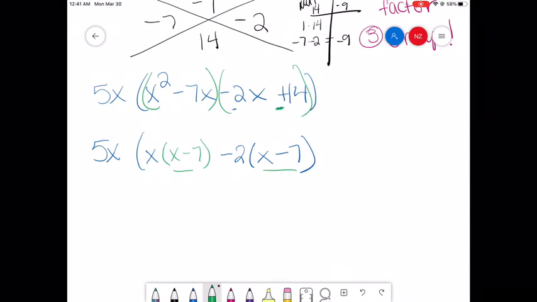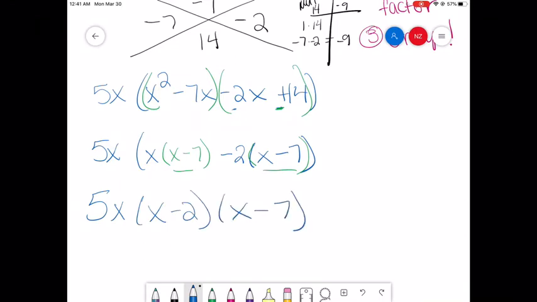Okay, so I'm not quite done yet. I messed up my colors here. This is green, this is blue. Okay, so I still have my 5x, and then I have x minus 2 and x minus 7. Remember, you only need to write one of these matching pairs. Okay, that would be my factoring when a is greater than 1. Now, it's not always that way.